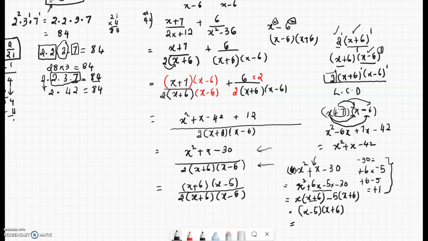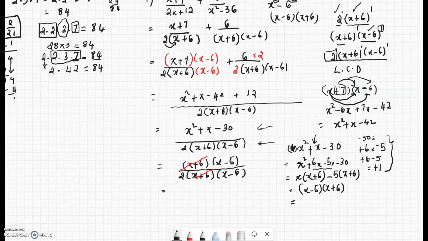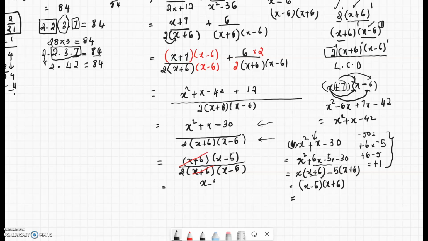And the reason why we factored the numerator and denominator is to be able to cancel common factors if possible. But in this case, notice that nothing cancels. I was almost ready to say that. Oh yeah, there is one, sorry. There is something that cancels. And now we write down our final answer, which is x minus 5 over 2 times x minus 6. So we've presented our final answer in the lowest terms.